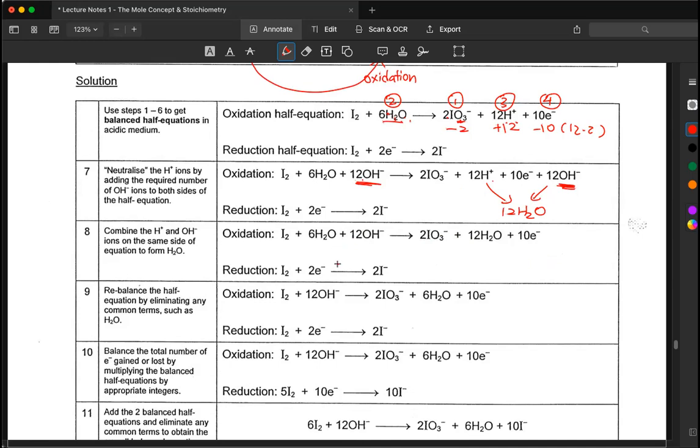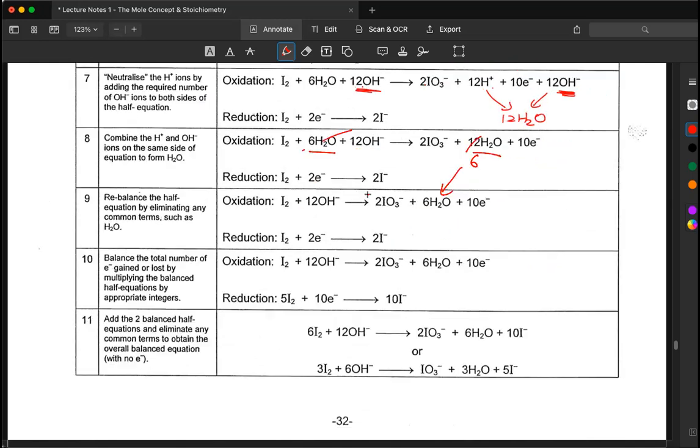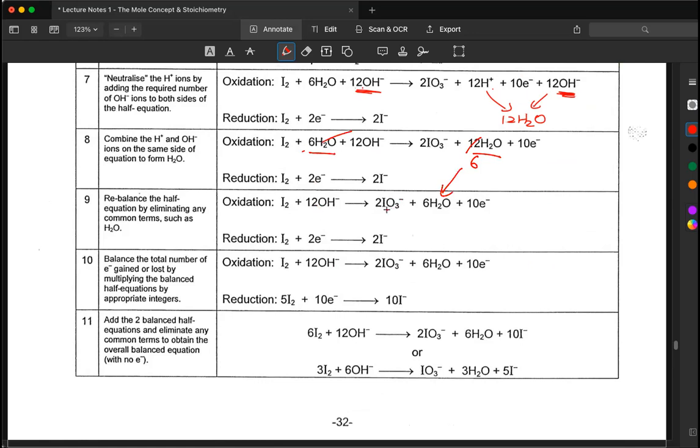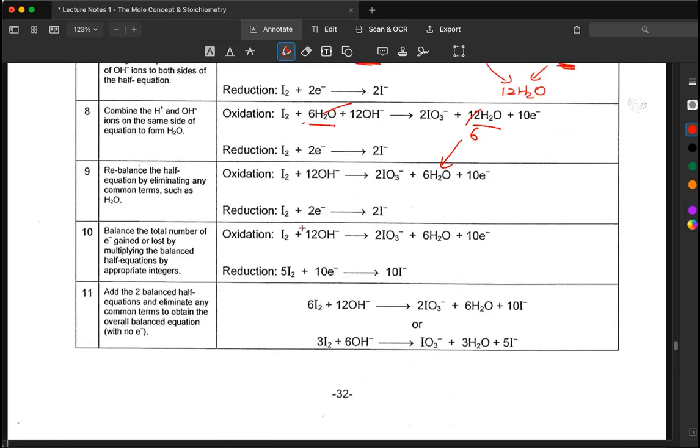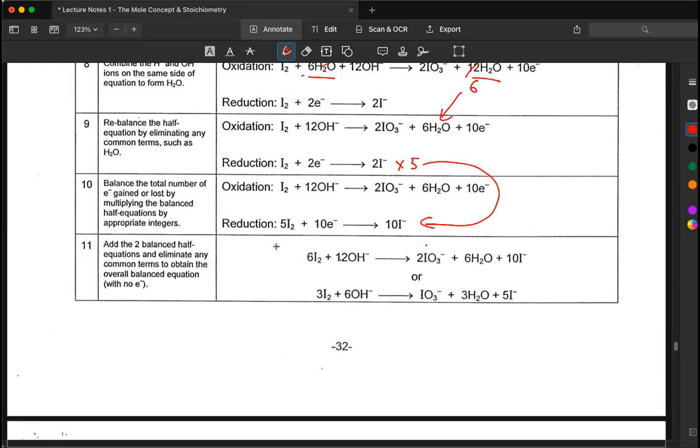Okay, and then there are common terms, right? This here got water, here got water, right? So you need to cancel this off. Then this one becomes 6. And then the last step is to balance the total number of electrons. So here is 2, here is 2, so here times 5 to get this. And then you just add these two together to get 6. Then 12, the electrons are gone already. 2, 6 plus 10 I minus. But you can reduce it to the smallest term.